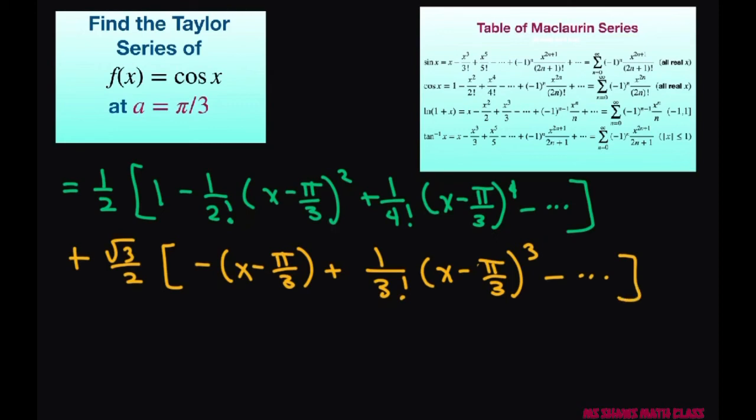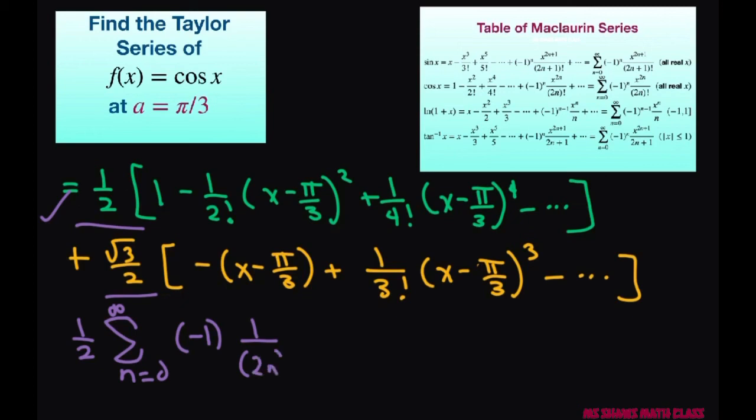Okay, so this can be written as the sum. So I'm going to write this sum plus this sum. So this is going to be the sum, 1/2 for this first one, the sum n equals 0 to infinity. We have alternating signs of 1 divided by (2n) factorial times (x − π/3) to the power of 2n. So that's our even powers.